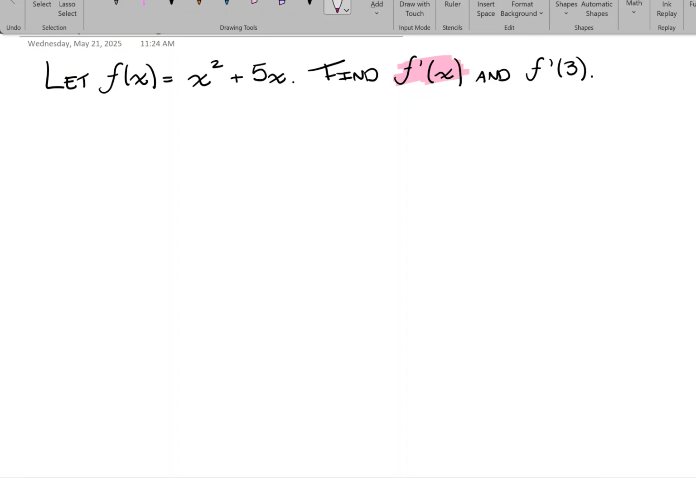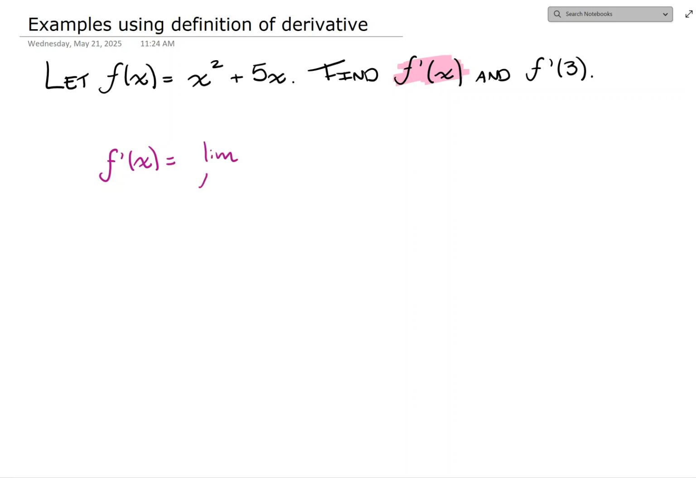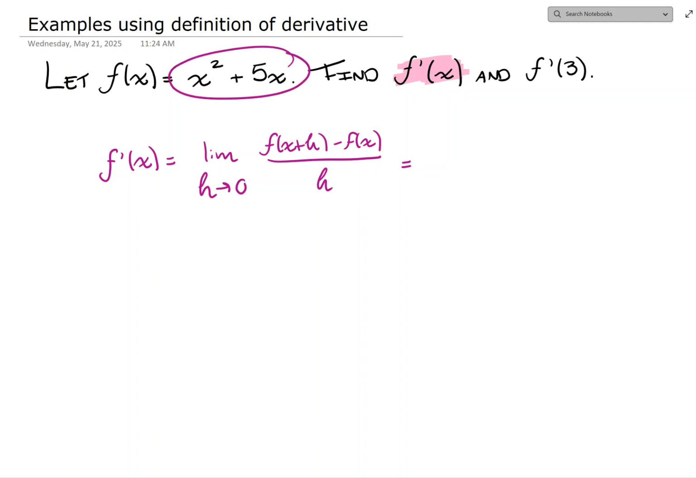So to begin, we will write down the definition of the derivative. The derivative is the limit as h approaches 0 of the slope of the secant line. All right. So now we're going to actually use the function rule. So wherever we see an x, we're going to put an x plus h. And now we are going to subtract off f of x.